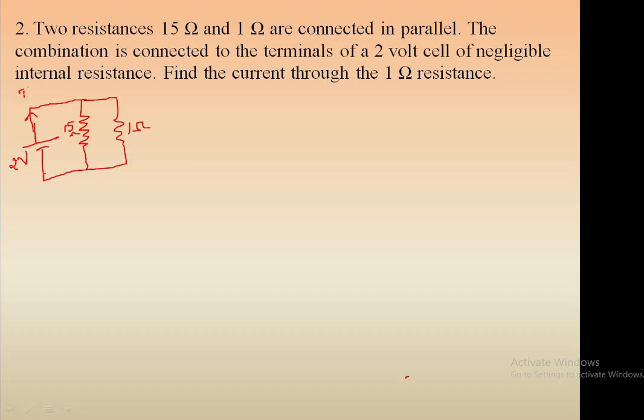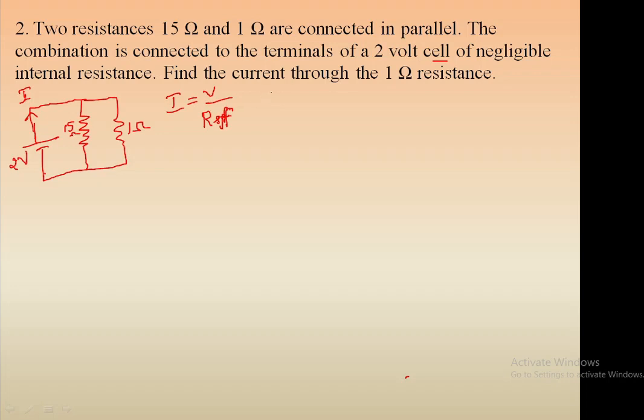Let I be the total current, that is, the main current. To obtain the total current, we have to use Ohm's law. That is, V is equal to I into R, or I is equal to V by R. Here R is the effective resistance.